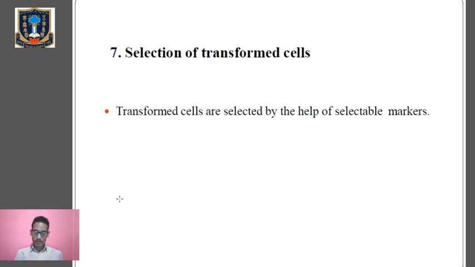So for selection of transformed cells, we have to take the help of selectable markers and try to recall the structure of the vector pBR322. We have got two selectable markers. One is AmpR and the second one is TetR. All these things, all this process we have discussed already in our previous classes. So try to recall it back. Okay, so AmpR means ampicillin resistant site and TetR means tetracycline resistant site. If a particular cell contains both AmpR and TetR, then it will be resistant to the antibiotic ampicillin and tetracycline.